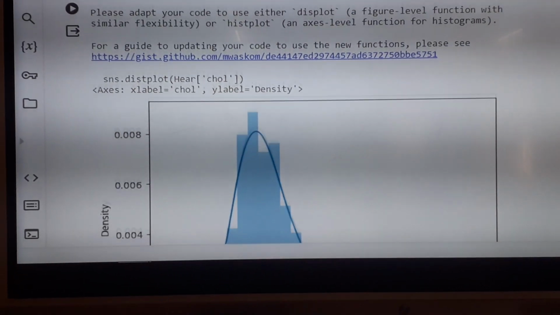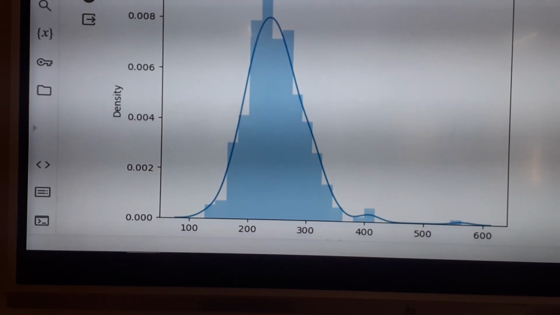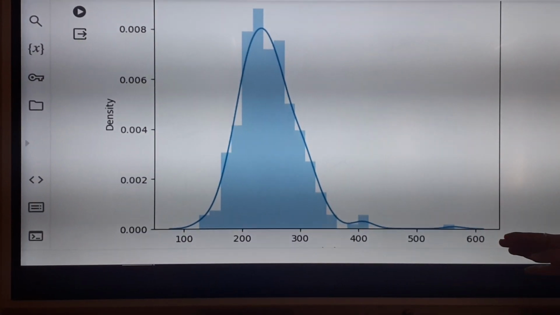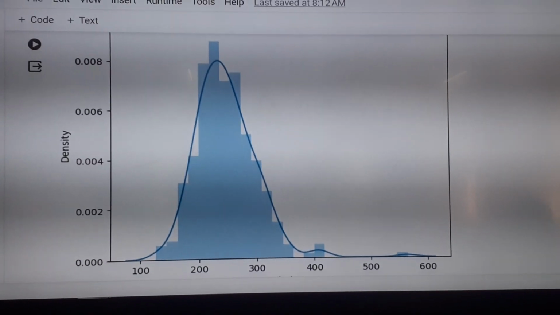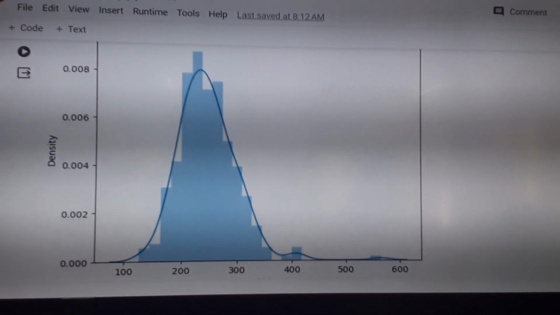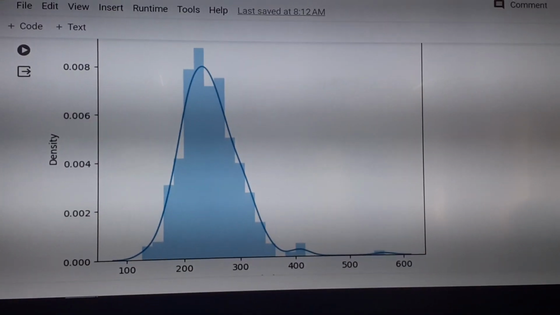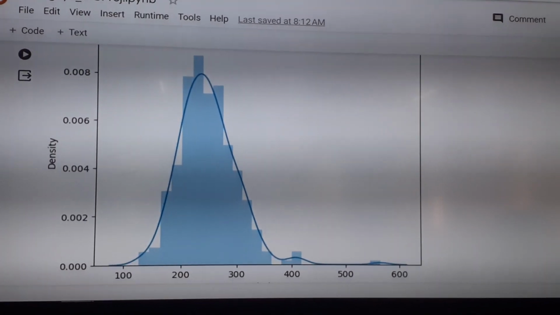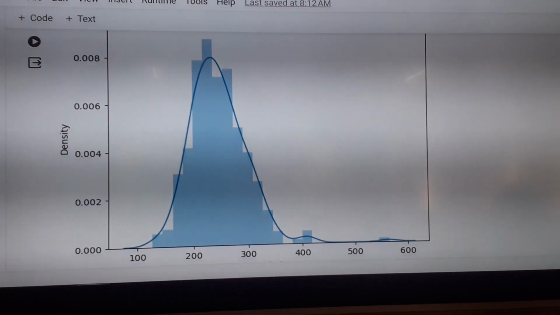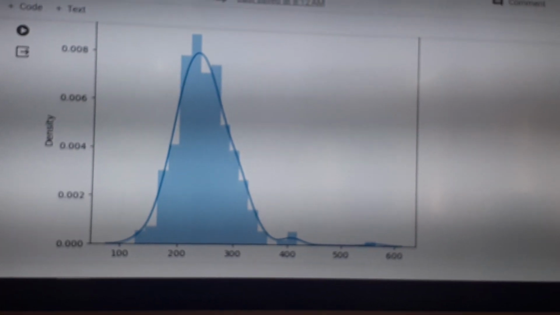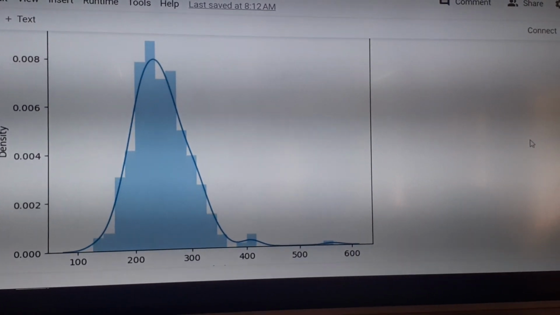So you can see that there are discrete values, that is for cholesterol, the x-axis is cholesterol and the y-axis is density. Density in the sense probability density. So you can see that the peak is at around 0.008 and the cholesterol level is 200 to 300. So in that interval of 200 to 300 cholesterol level, the maximum probability density could be found. And the curve is called KDE, kernel density estimation.